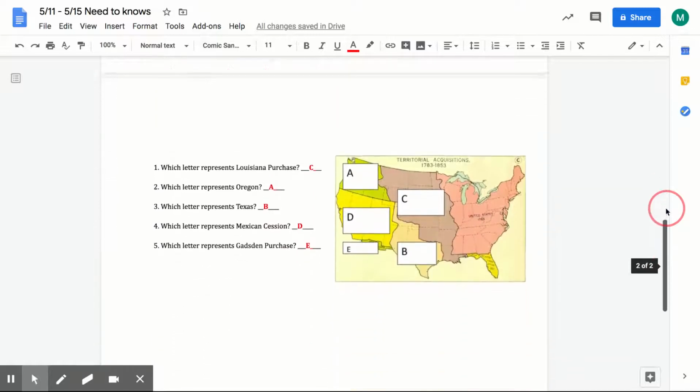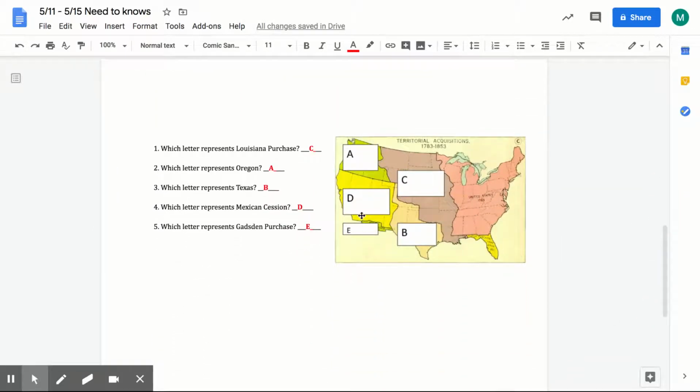And then let's quickly locate those items on this map. So which letter represents the Louisiana Purchase? That's C. Here's the Louisiana Purchase. Oregon is A, up here in the Northwest. Texas is B, down here, this huge portion of land here. And then the Mexican Cession is D, which includes California, parts of Texas, Arizona, New Mexico, Colorado, all those states.